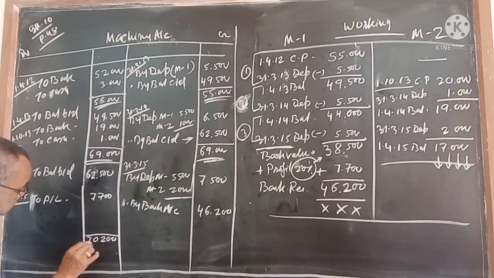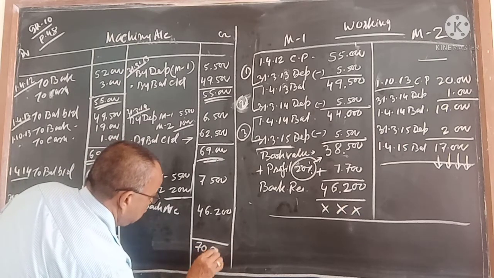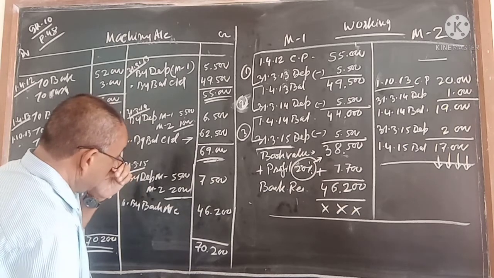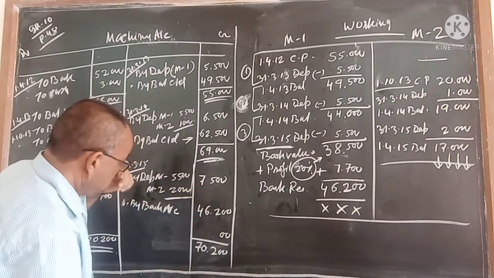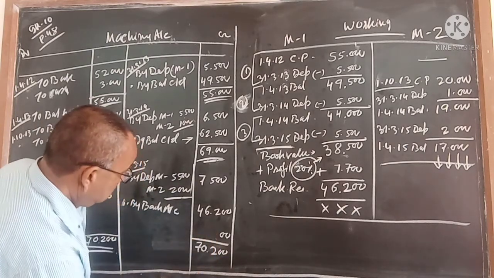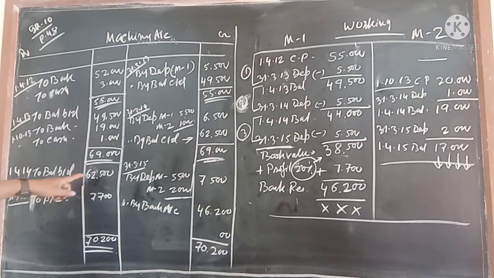Add. This is 70,200. Now here you write 70,200. Okay, this is 70,200. This is 20. 5 7 7 and 5 12. 5 7 70,200 is coming. Take a minute. 7 5 add 70,200. This is 7,200.